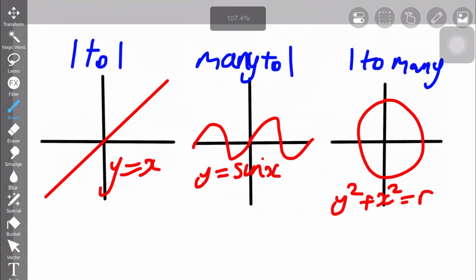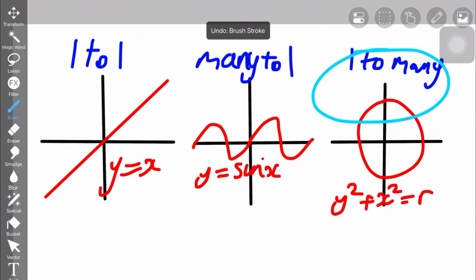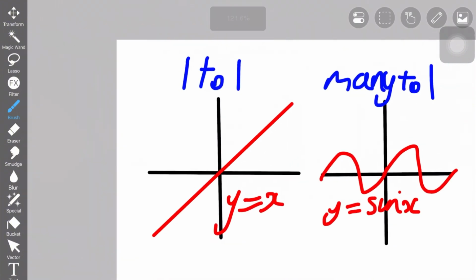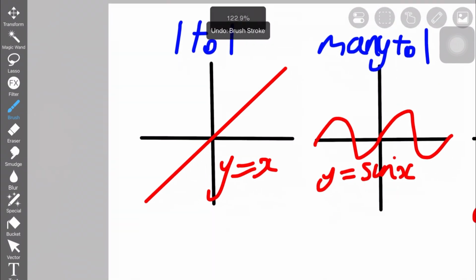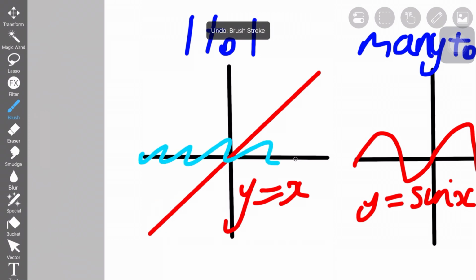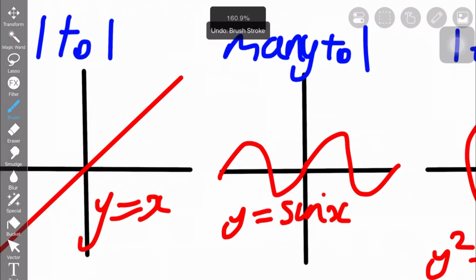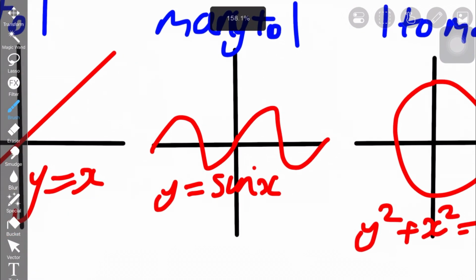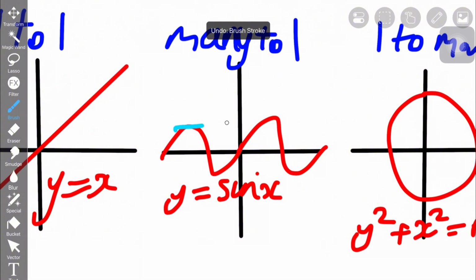Mappings are called one-to-one, many-to-one, or one-to-many. So if a mapping is one-to-one, then for every input x, there is exactly one output y. So look at the graph of y equals x. For every x value along this axis, we have exactly one y value corresponding to it. We can have many-to-one mappings. This is where for every y value, there are multiple inputs that can produce that output, okay?